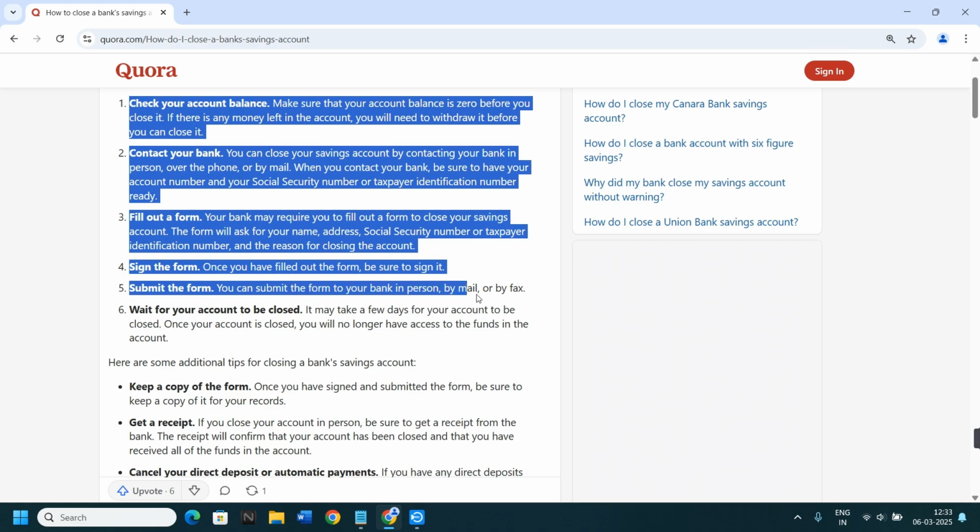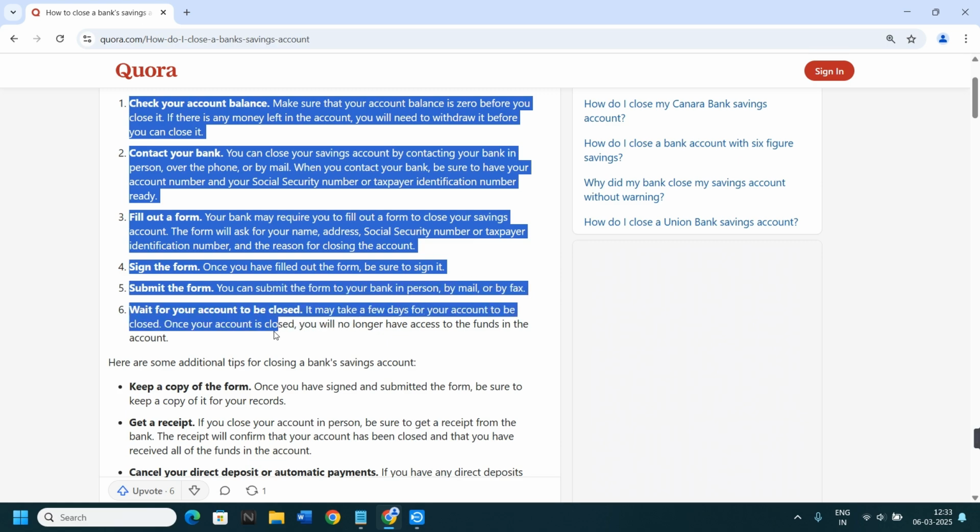Sixth, wait for the account to be closed. It may take a few days for an account to be closed. Once your account is closed, you will no longer have access to the funds in the account. These are the general steps you need to follow if you want to close your bank account.